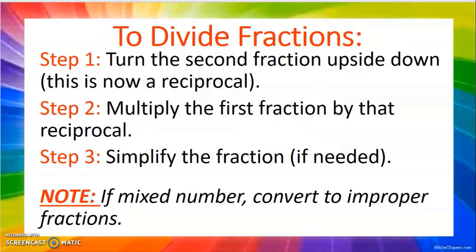To divide fractions, first turn the second fraction upside down, or just take the reciprocal. Second, multiply the first fraction by the reciprocal. Then simplify the fraction if needed. Take note also that if there is a mixed number, you need to convert it into an improper fraction.